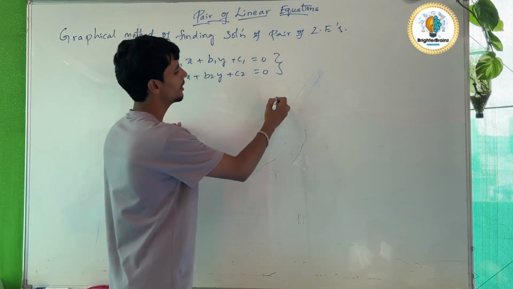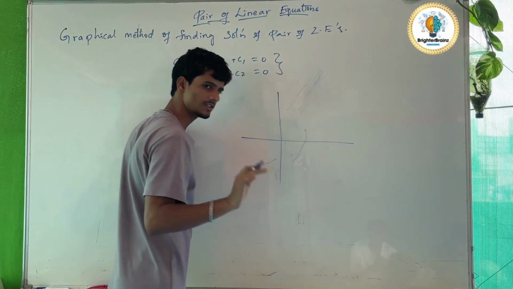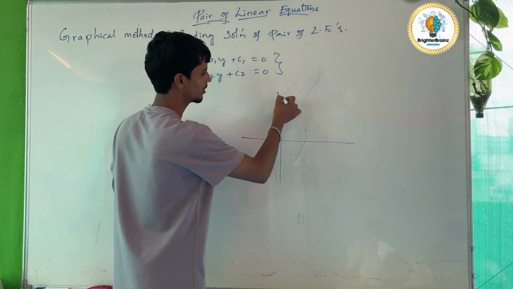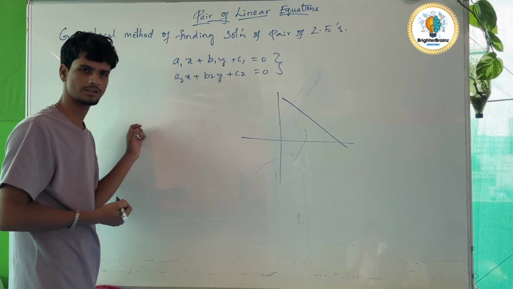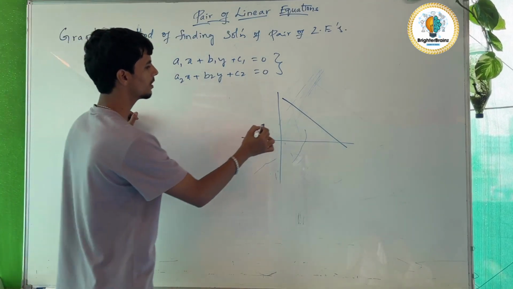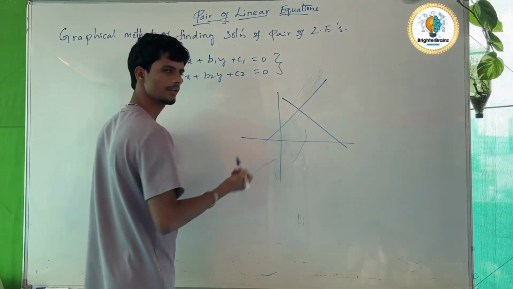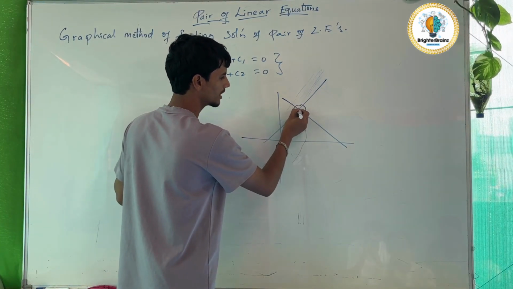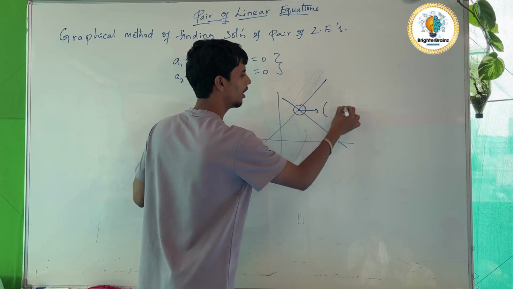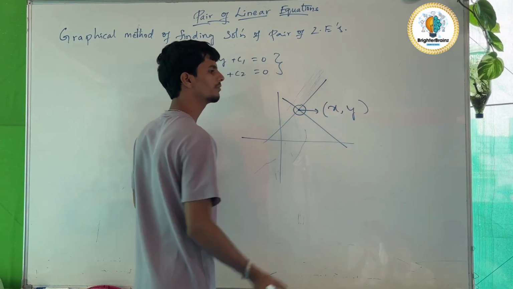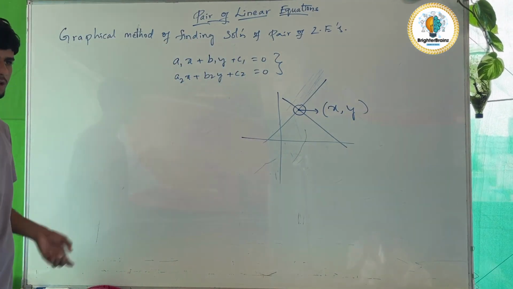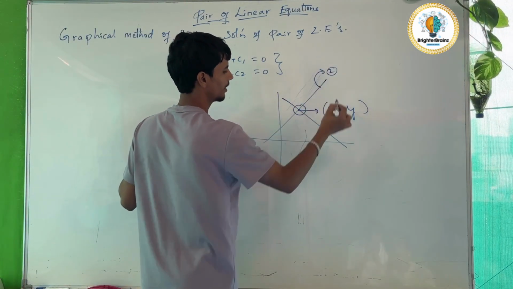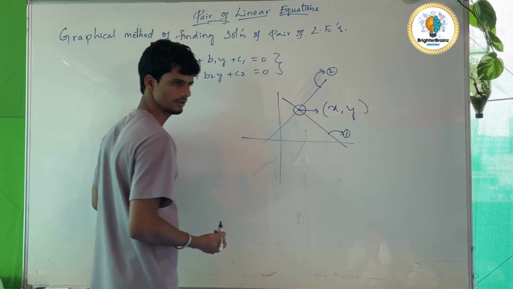Just as an example, if the graph of this equation is like this, and the graph of the other equation is in this way, then the intersection point of these two straight lines will be the solution of the pair of linear equations. So this is the graph of the second line and this is the graph of the first line.